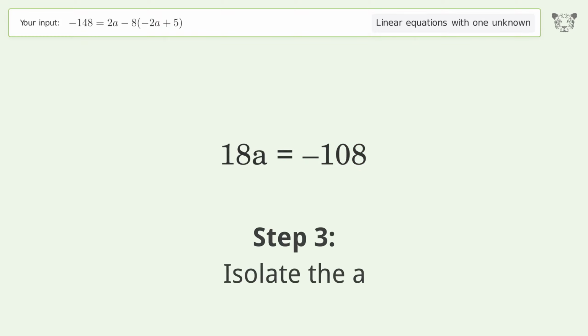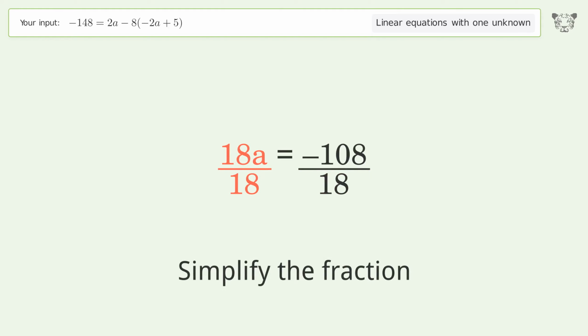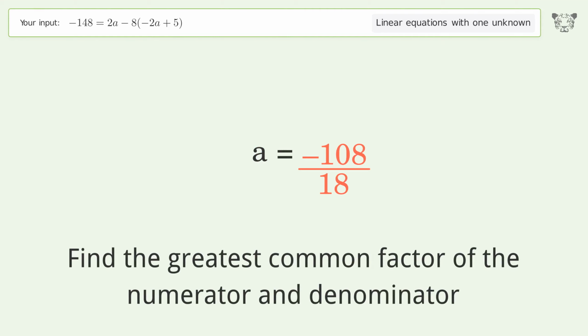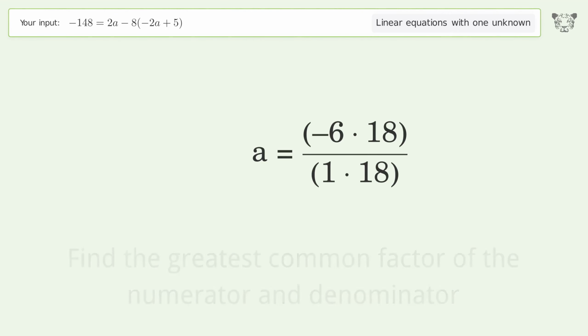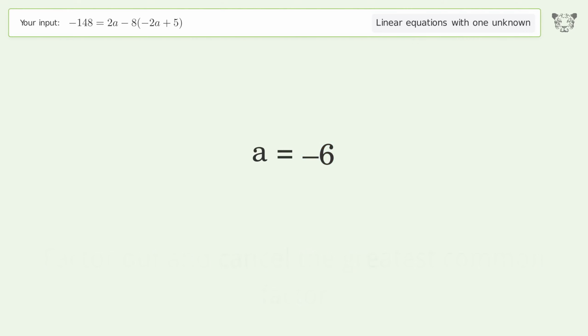Isolate the a. Divide both sides by 18. Simplify the fraction. Find the greatest common factor of the numerator and denominator. Factor out and cancel the greatest common factor. And so the final result is a equals -6.